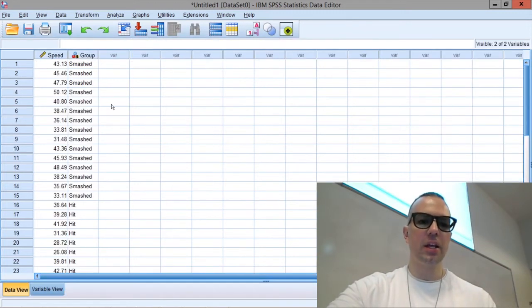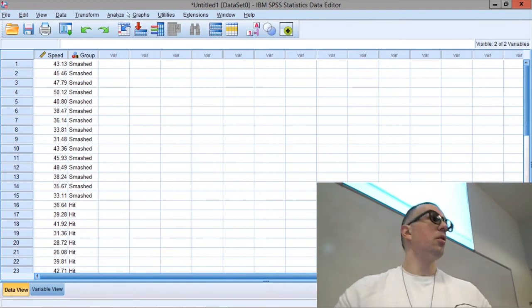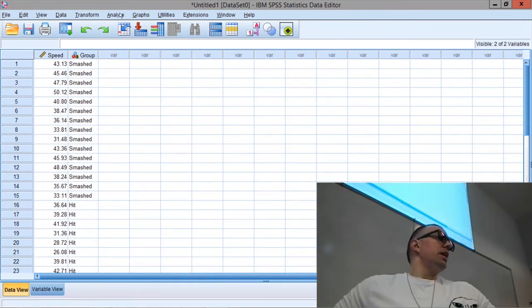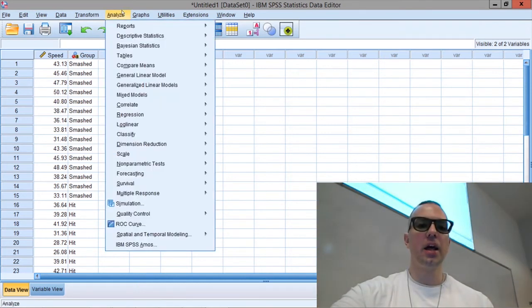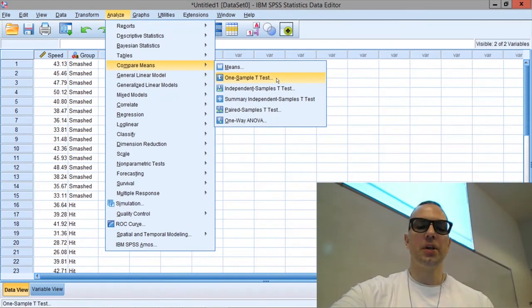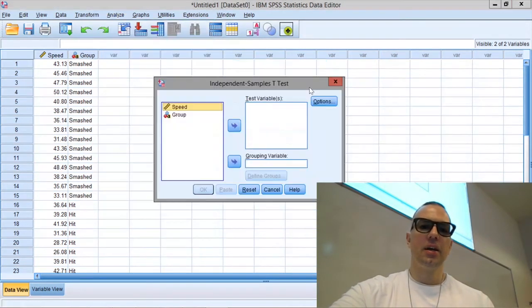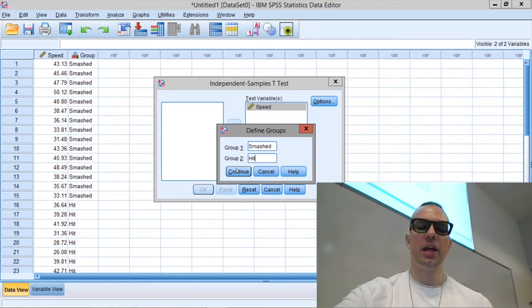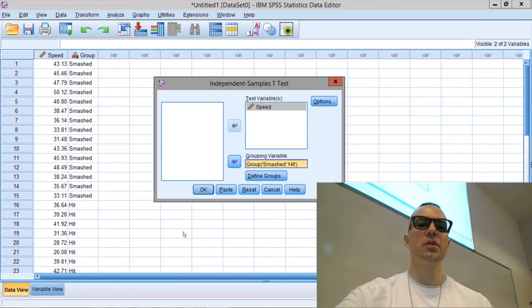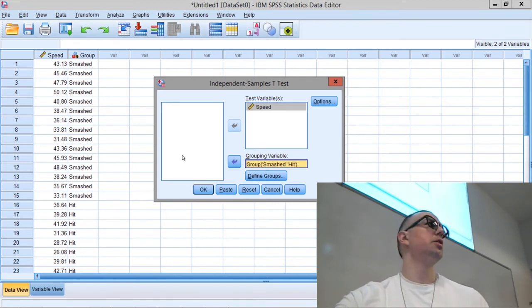So now we have it correctly formatted, and in order to calculate the confidence interval, we have already decided that it is an independent means t-test. So we go to Analyze, Compare Means, Independent-Samples T Test like we always have. The test variable is going to be speed. The grouping variable down here is group, and then we define the groups: one group is called smashed, and the other group is called hit. And then we hit continue, and we pause. We pause right now because this is what we would need to do in order to do the t-test. We'd be ready to go for the t-test at this point.